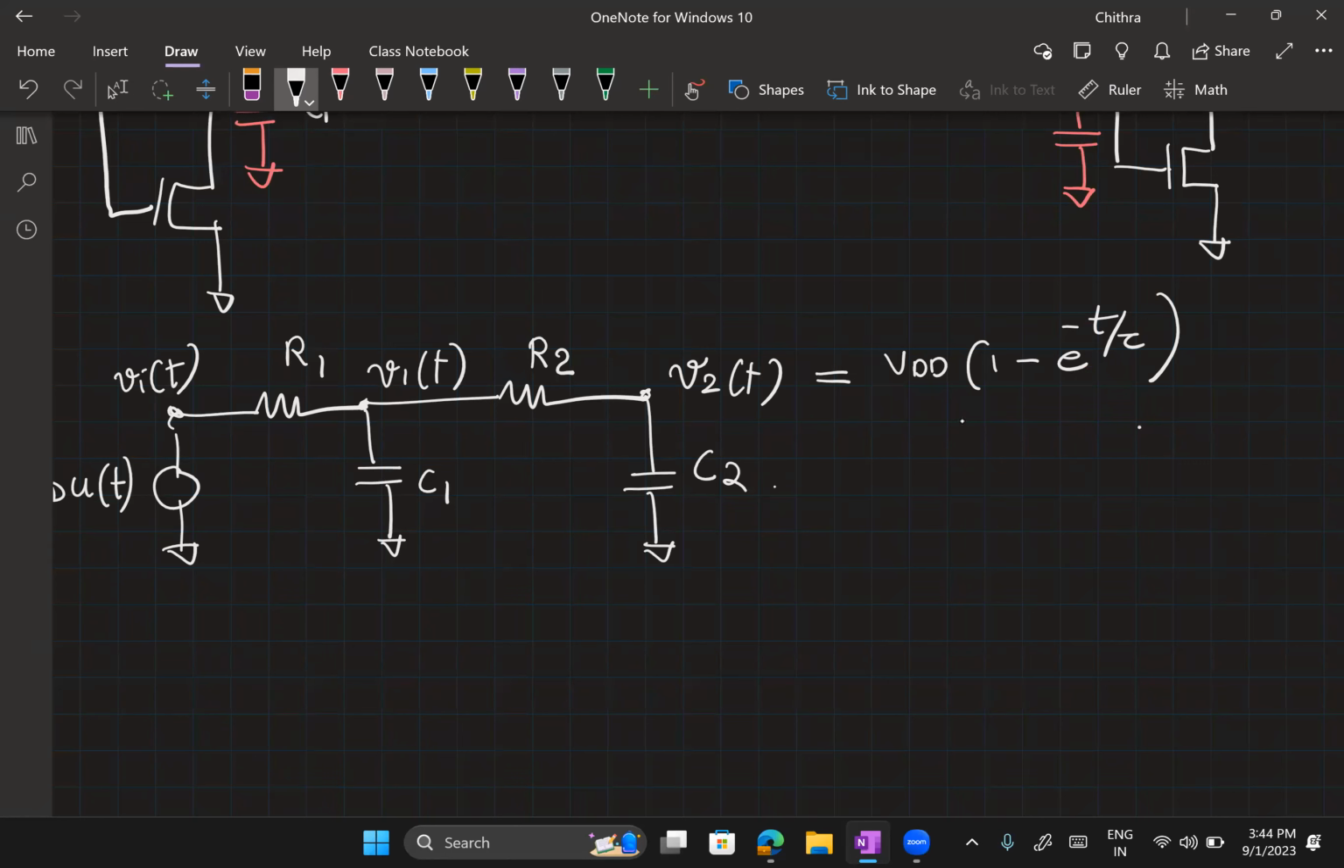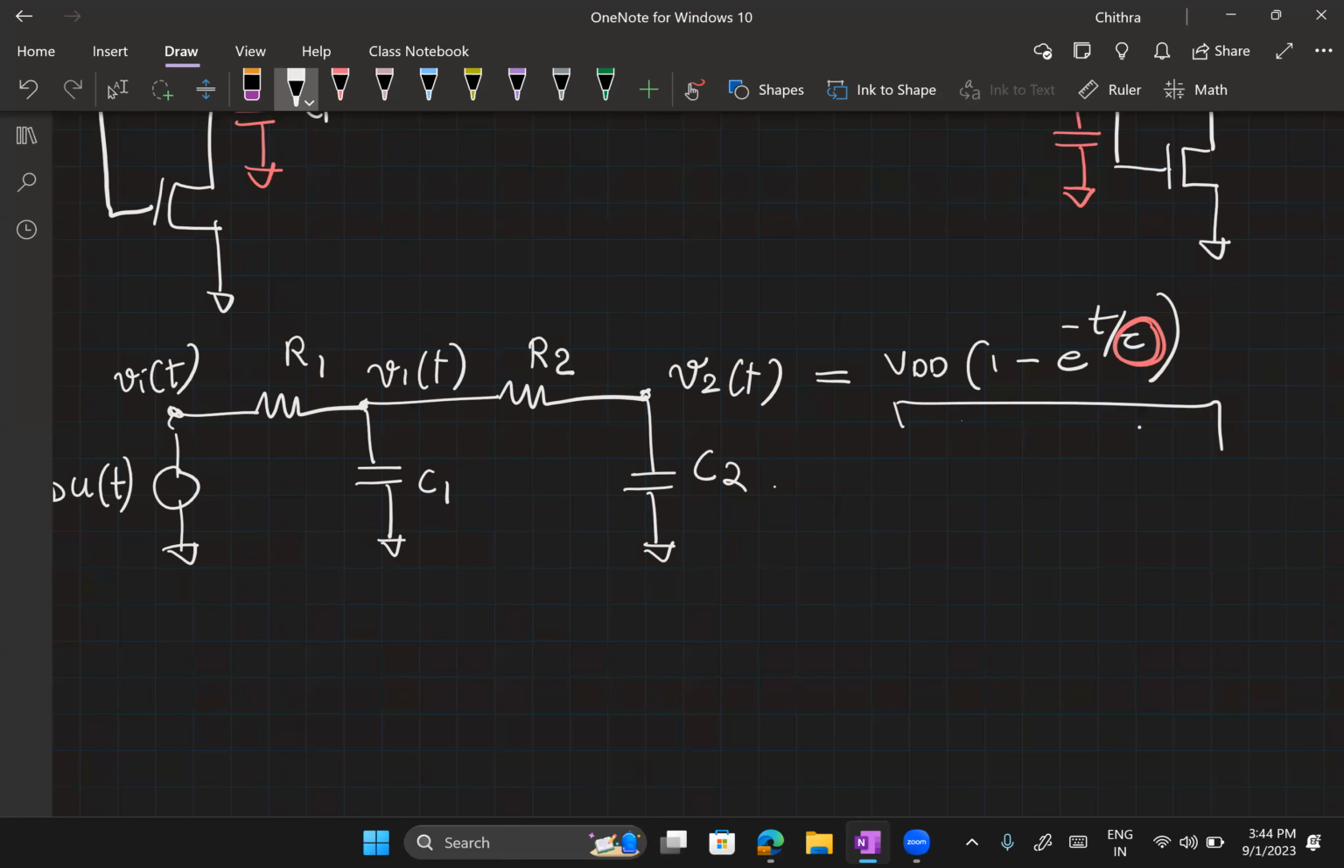I know that this is a higher order RC circuit. The V2 of t expression is expected to be more complicated, but I am going to model it as if this is a first order response. Then I will decide how to calculate this tau such that this behavior will reasonably match the actual behavior of V2 of t, right? And do you know what this tau is called?